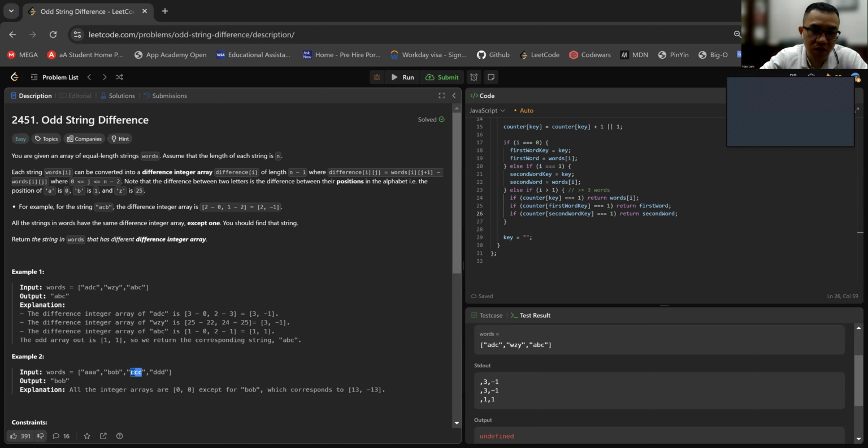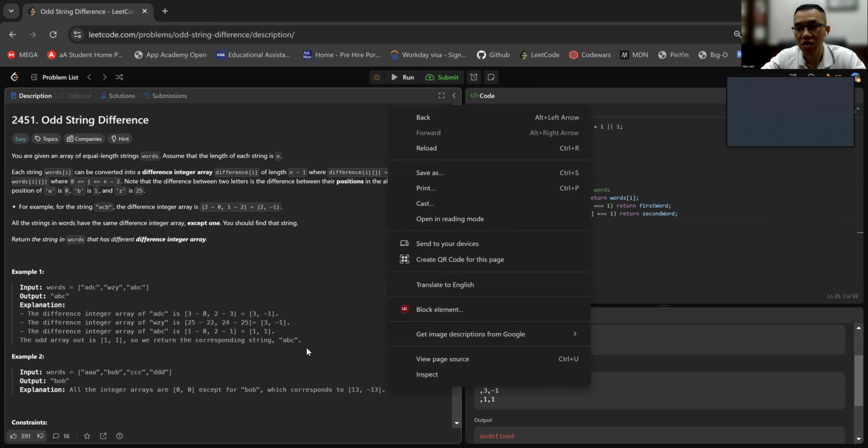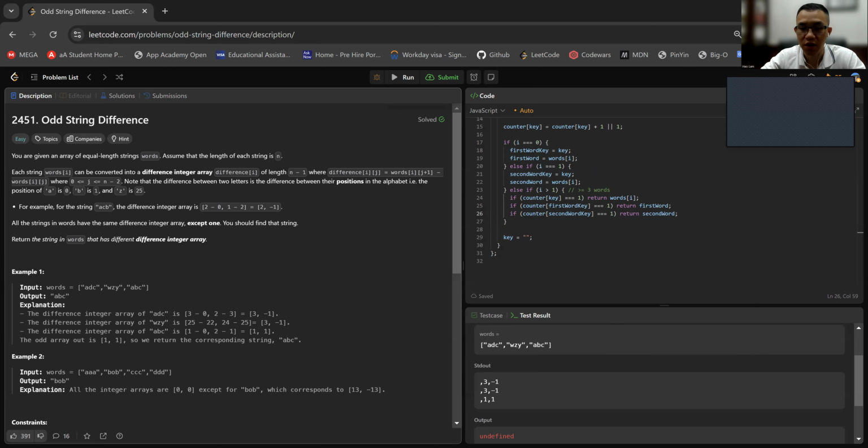So that is in this second example right here. The difference here is 0, 0. We are ready to look for the difference starting from the third word, and this difference already appeared, so this is the second occurrence. So we check the first word, which has the zero difference. We also have two occurrences, but the second word only has one occurrence, which is negative 13 here. So we just return the second word directly.